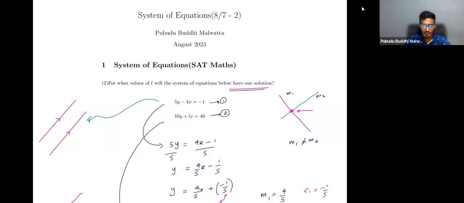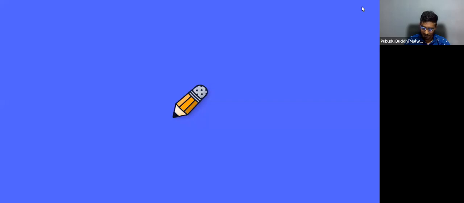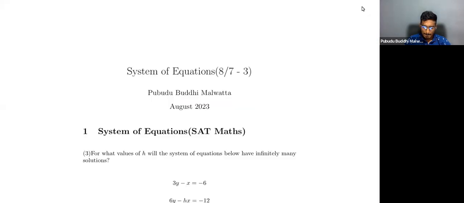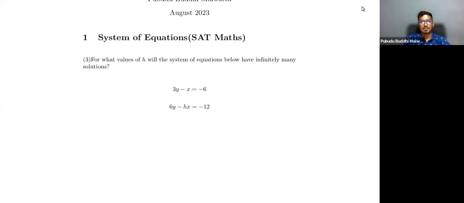Let's move to the third one. So very similar idea. Yeah, this problem. Here we have a problem with infinitely many solutions. That's the third case.